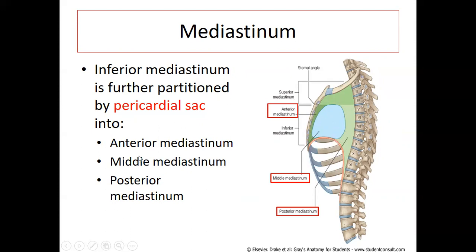So we have the anterior mediastinum. You can see here, the dark green color represents the anterior mediastinum, the blue area represents the middle mediastinum, and the back here represents the posterior mediastinum, the light green. The pericardial sac covers the heart. This is the pericardial sac, and in here is the heart. The pericardial sac divides this inferior mediastinum into 3 parts. This is the line of the pericardial sac.